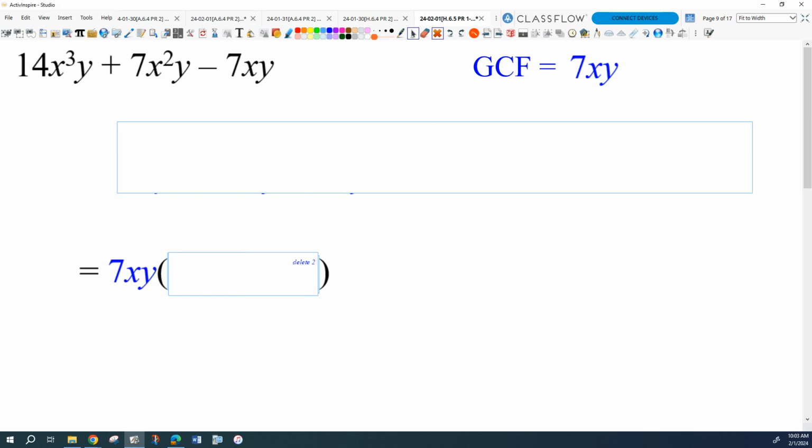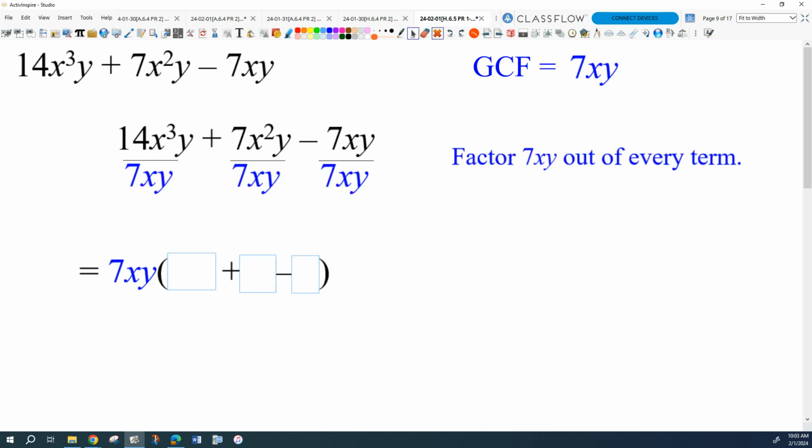All right. So then what's going to go here? 2x squared. Yeah. 14 over 7 is 2. X cubed over x is x squared, and the y's cancel, right? What's going to go here? X. There you go. Because the 7's cancel, the y's cancel, I'm just left with an x. What goes here? Negative 1. Okay, not 0, right? When we cancel vertically, it's a 1. Okay, give me thumbs. All good? Okay.